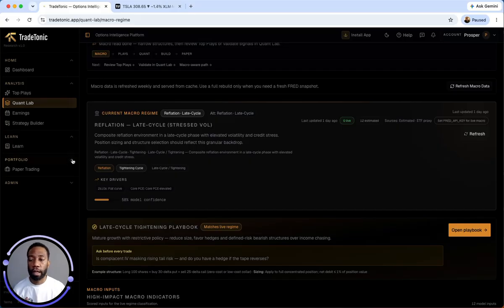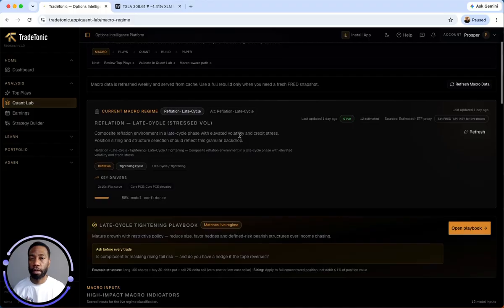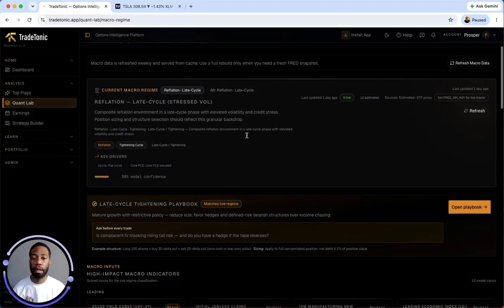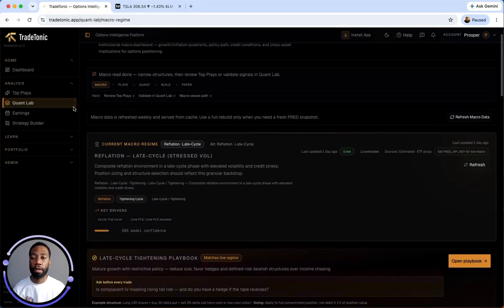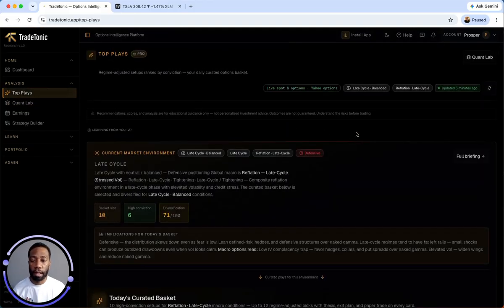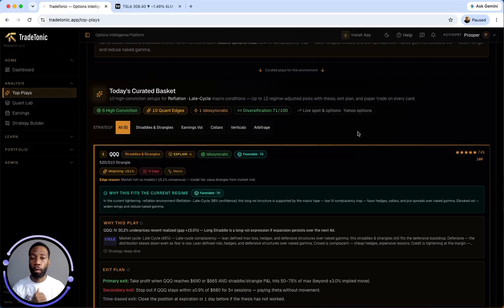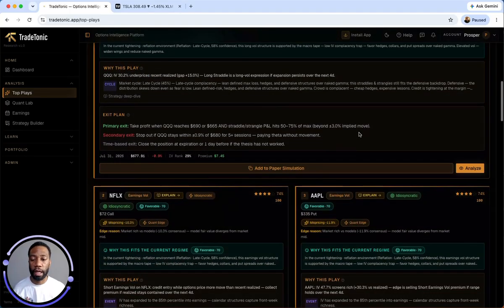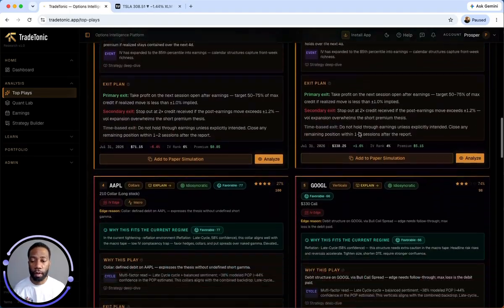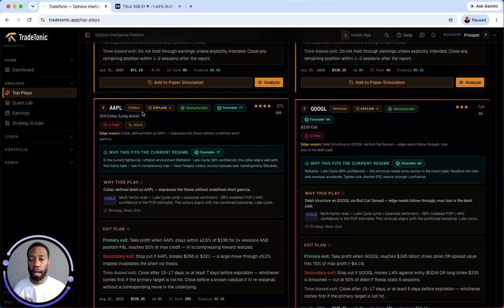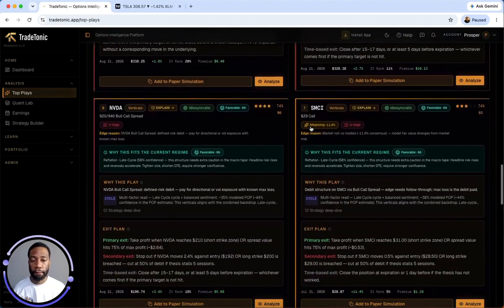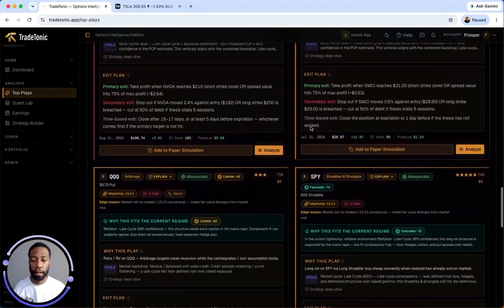So now that we've taken a look at the macro regime, right? Again, we're going to look at collars, protective puts, and bear put spreads. Let's go see if we can find some top plays from our quant models and our data models that will give us an opportunity to take advantage of those. So we're going to keep scrolling here. We see we got this collar on Apple. We have some verticals on Nvidia.